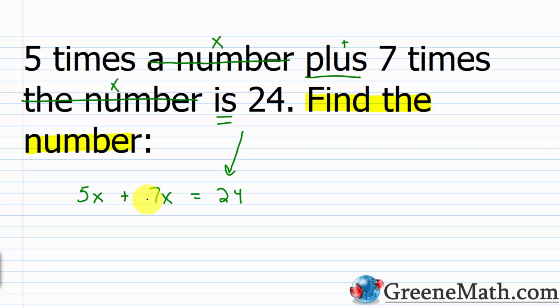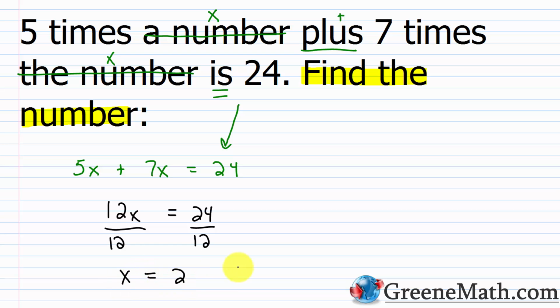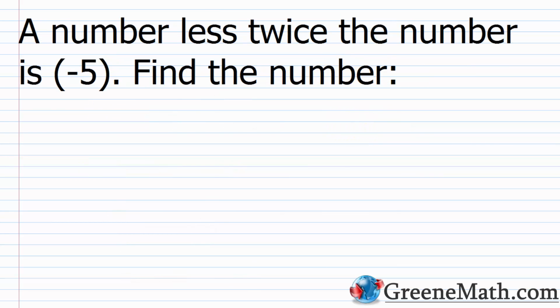So 5x plus 7x, we combine like terms there, we get 12x. And this equals 24. We divide both sides of the equation by 12. And we get that x is equal to 2. Or again, using solution set notation, we say that this set contains the element 2. Now, when you solve a word problem, you generally want to answer with a nice little neat sentence. So we can just say the number is 2. Either way. All right, let's take a look at another one.